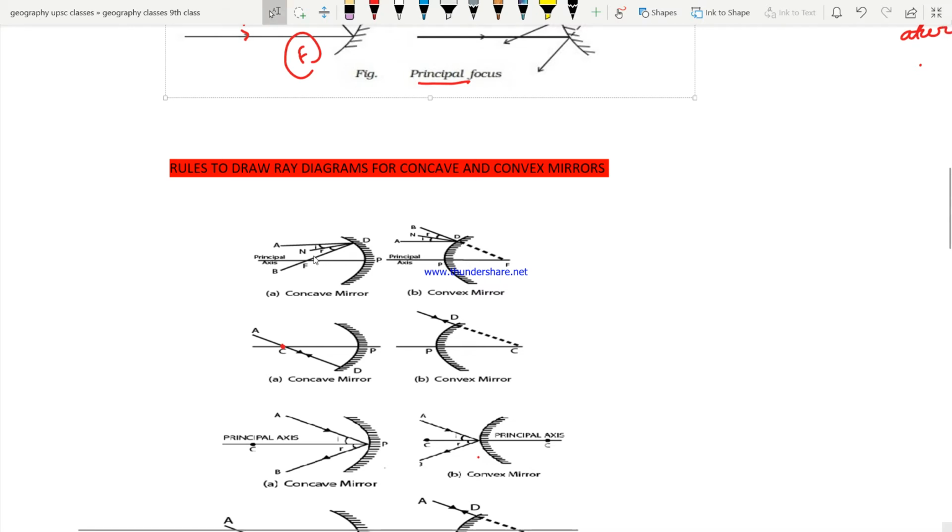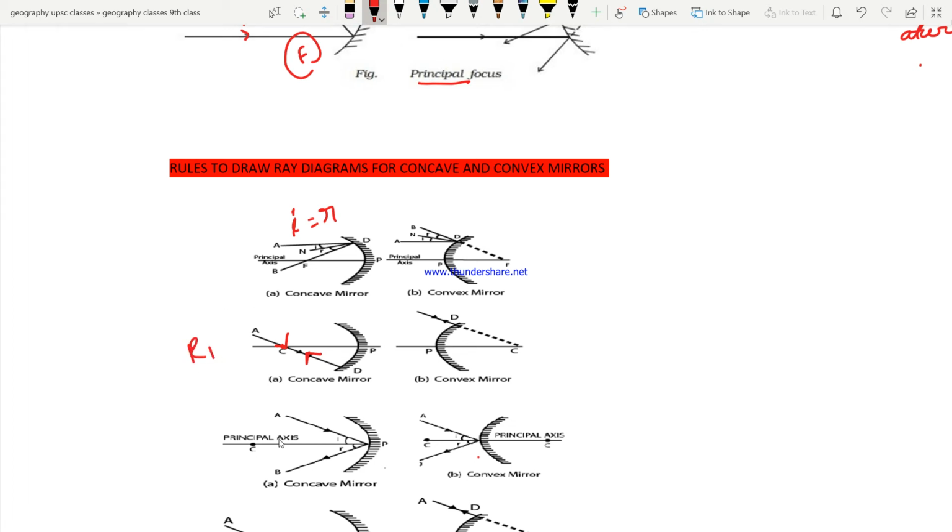Next, let us understand how to draw the ray diagrams for a concave mirror. This is a concave mirror. The first law of reflection we have already discussed. When a light is incident making an angle I, it will get reflected back making an angle R. Here I equals R. Next, when a light is incident passing through the center of curvature, this is the incident light, the light will get reflected back passing through the same path in which the incident light is passing. This is rule 1.